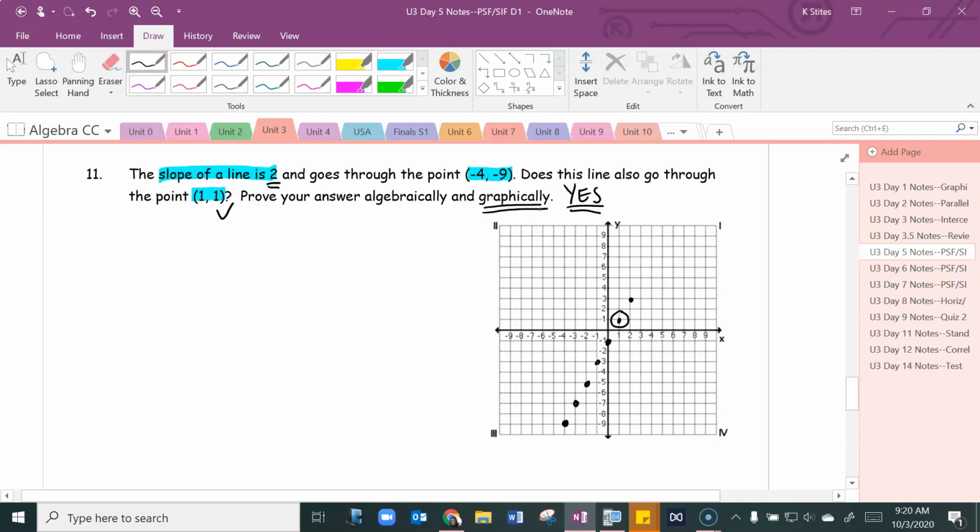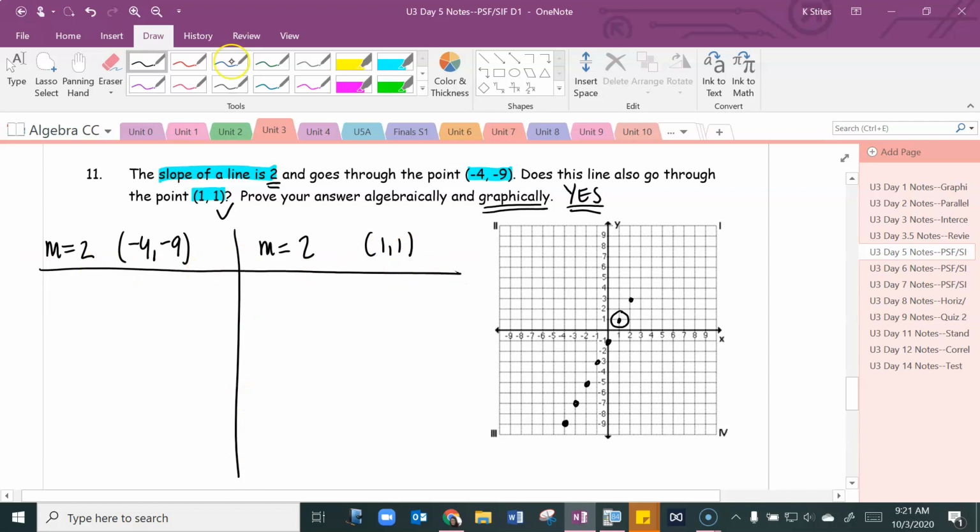Here's how to prove this algebraically. I'm going to go ahead and find the equation of both lines, or excuse me, it's actually one line, but with both points. So my m equals 2, and I have these 2 different points. So look what happens when I write PSF, point slope form. Y plus 9 equals my slope is 2, x plus 4. Again, these are both pluses because we're doing the opposite of what you have for your negatives here.